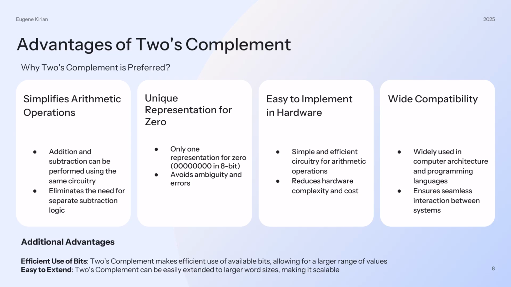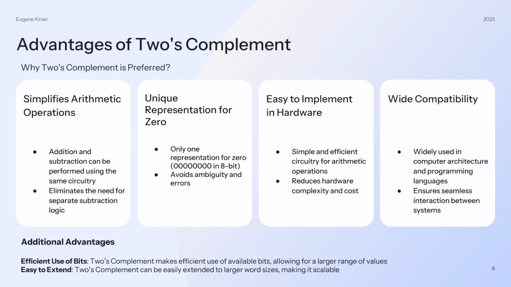So, why is 2's complement the preferred method for representing signed binary numbers? Let's look at its advantages. First, it simplifies arithmetic operations. With 2's complement, addition and subtraction can be performed using the same circuitry, eliminating the need for separate subtraction logic. This makes it efficient and streamlined. Another benefit is the unique representation for 0. In 2's complement, there is only 1 representation for 0, which avoids ambiguity and errors.